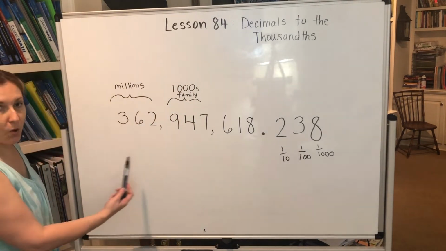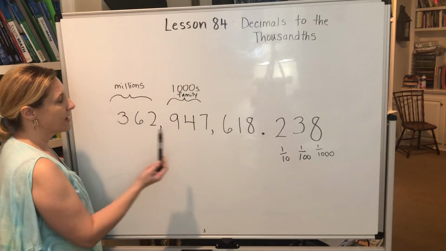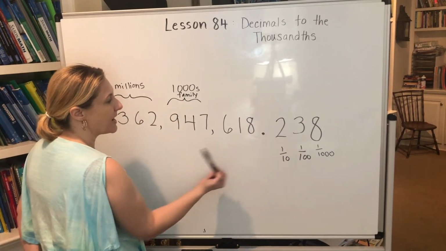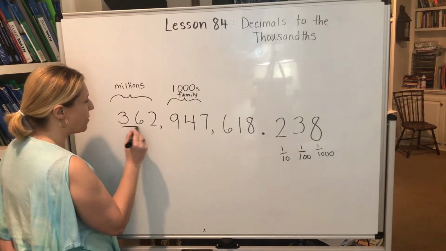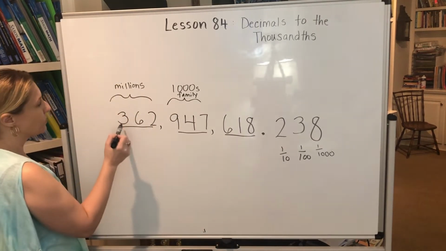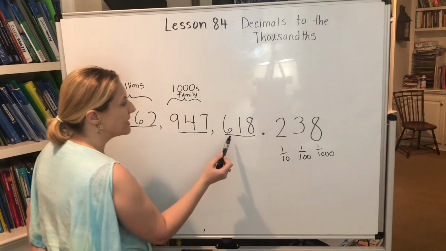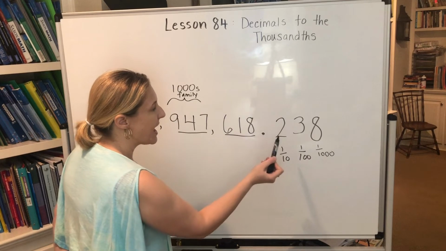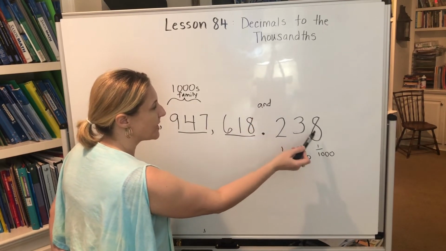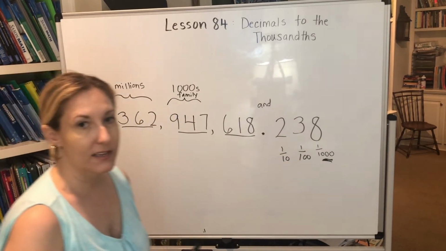So now I'm going to read the whole number to you. 362,947,618. Remember, we read a whole family together at a time. That's how we know what number it is, okay? 362,947,618, and the decimal is always the word and, 238 thousandths. Okay, now we're going to practice on our lesson practice.